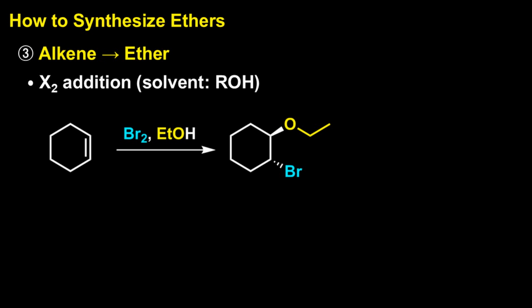So ethanol opens up the bromonium ring from the backside, and the product we get is a bromoether, where the OEt part from ethanol is now attached to the molecule. This is a perfect example of how the solvent itself can actually become part of the product.